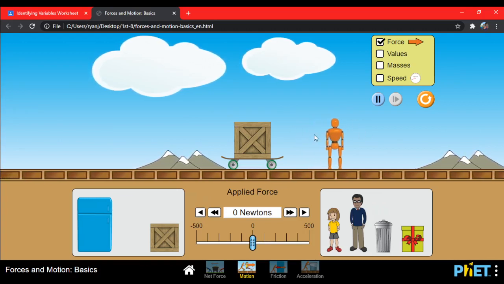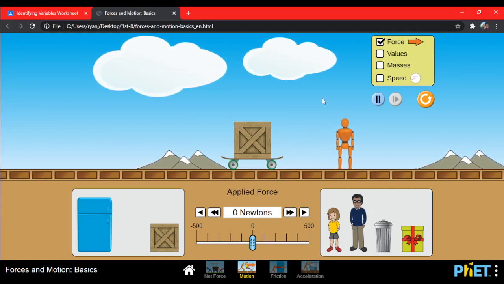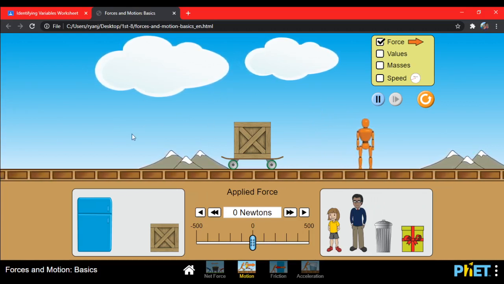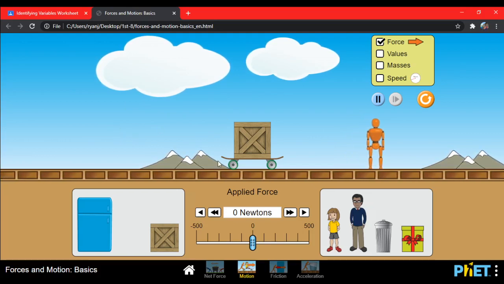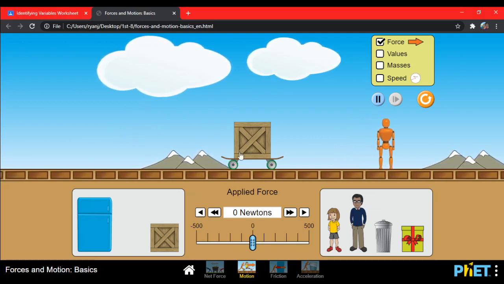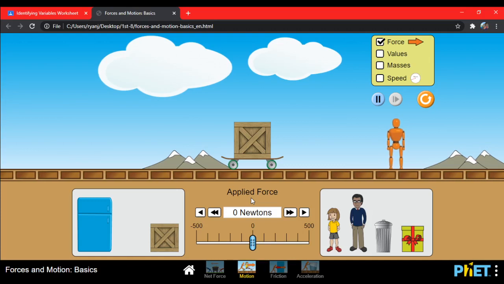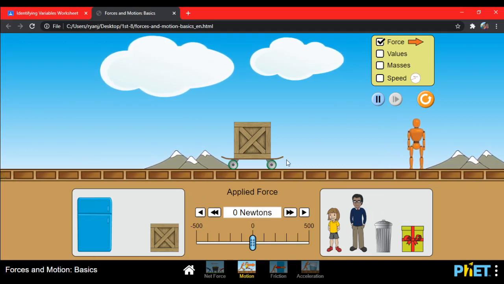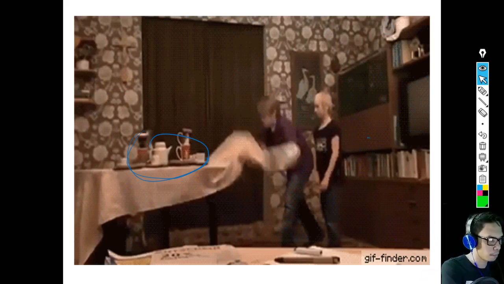As you can see, the object was moving in this direction earlier, and when we applied a force going to the left, the object starts moving to the left. So that is what the law of inertia is all about. So next.